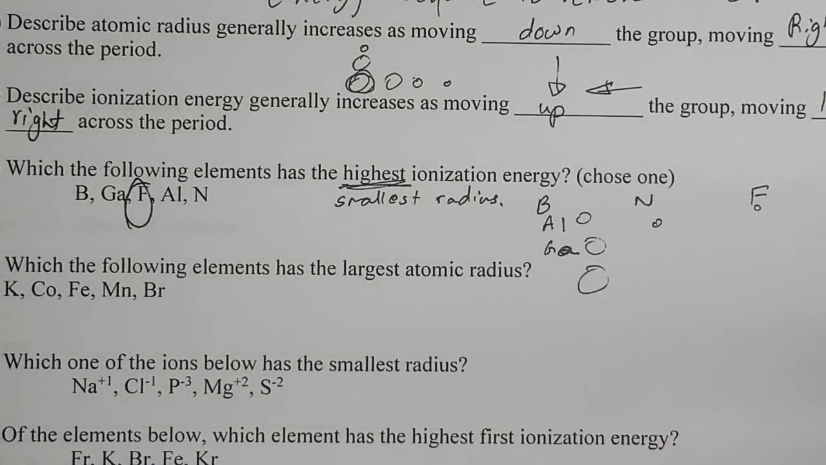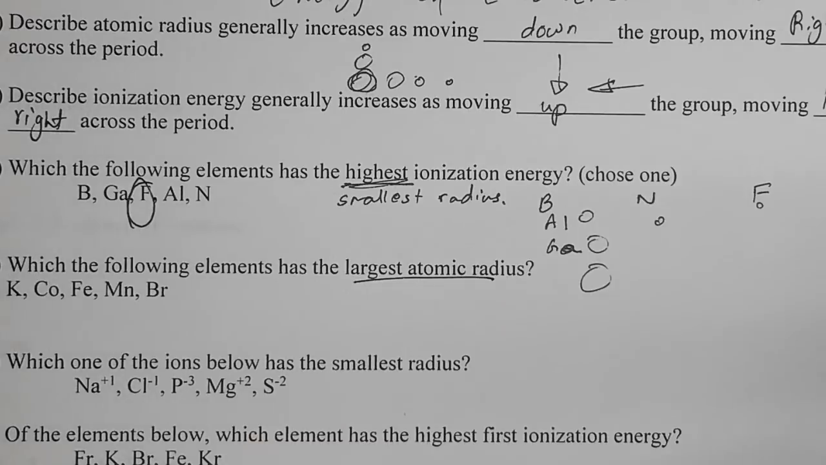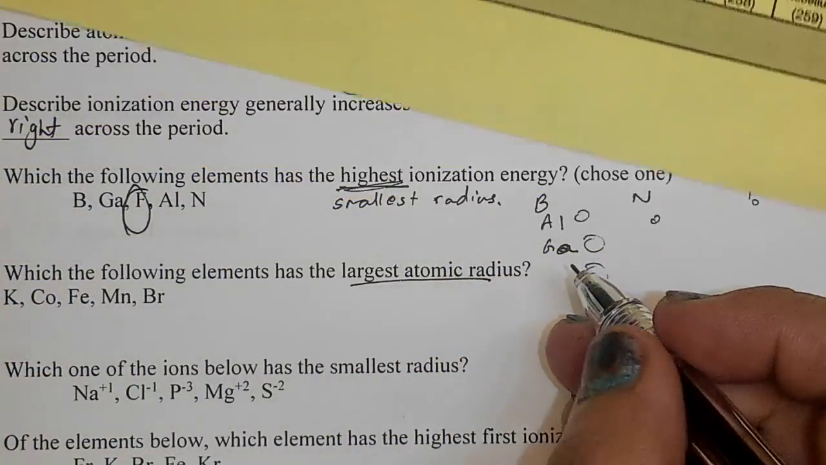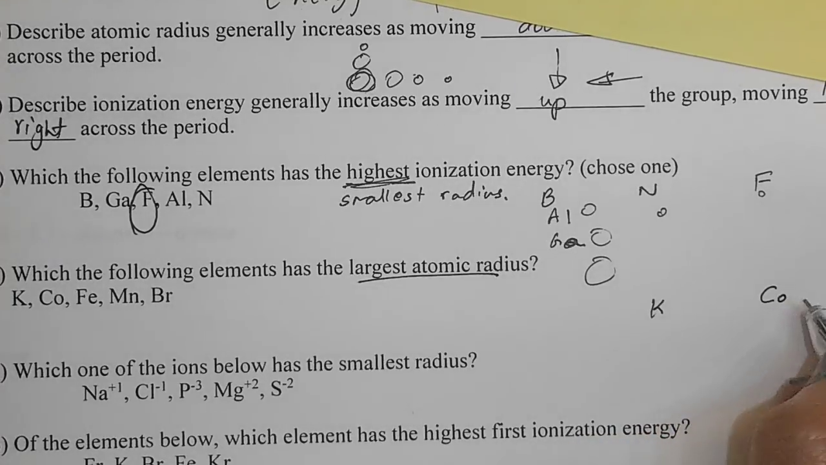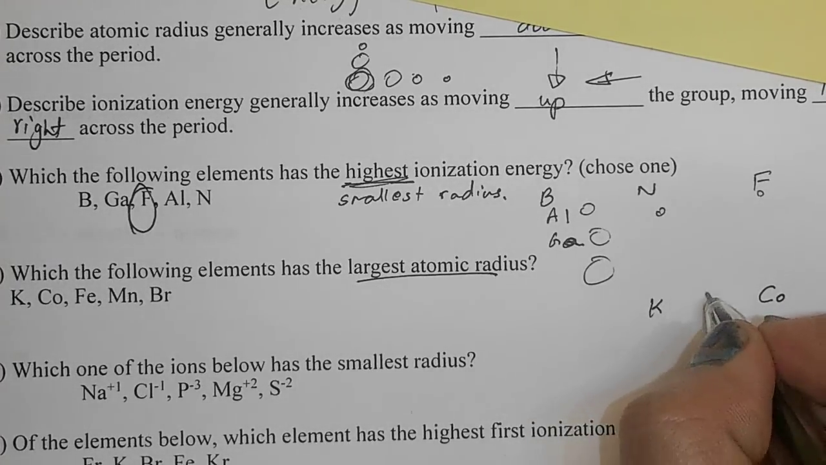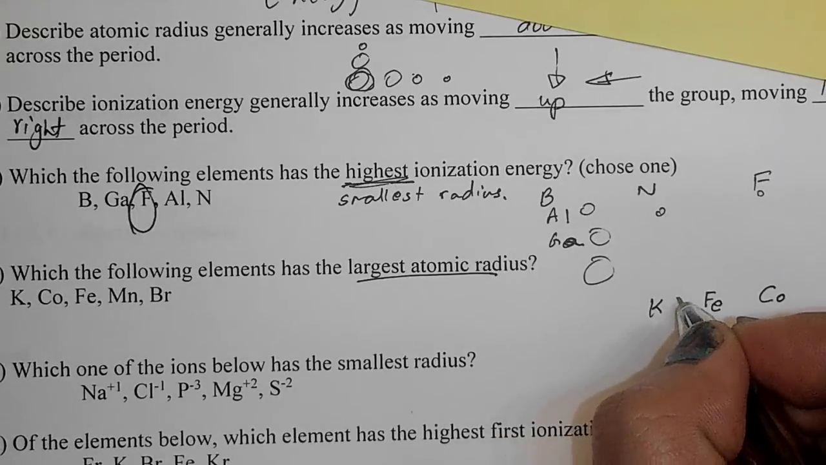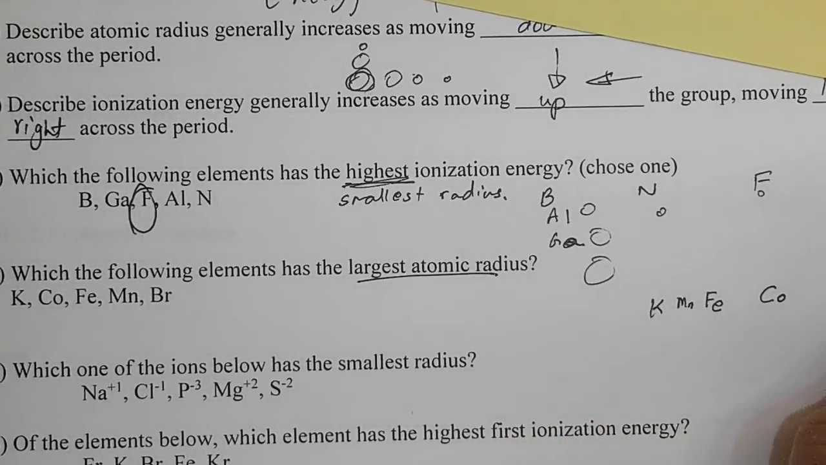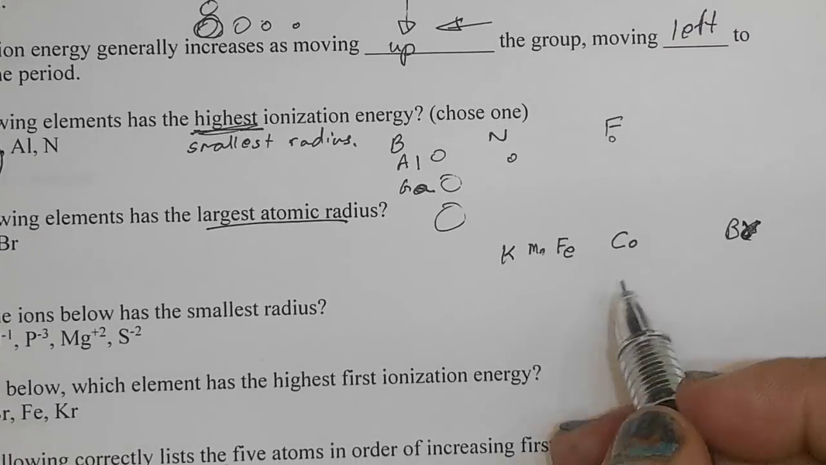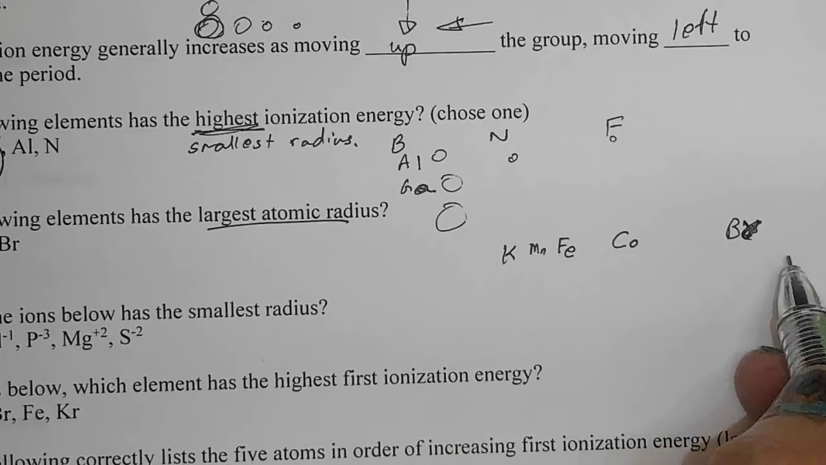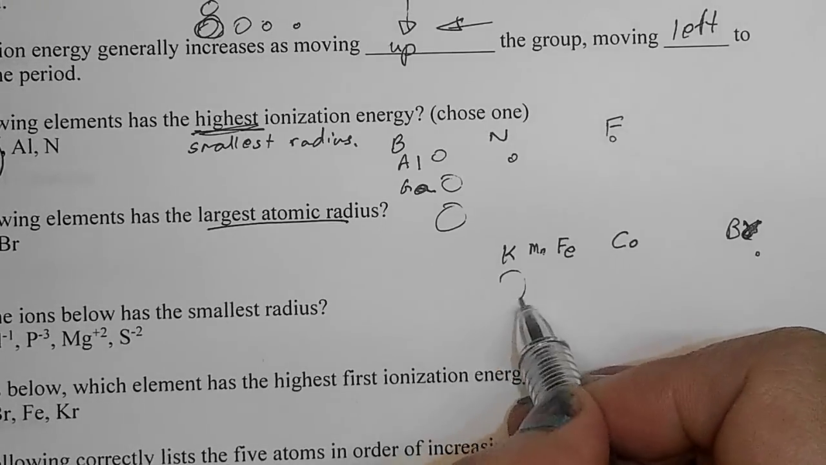Okay, largest atomic radius. Let's try to figure out where they are again. You have K on the periodic table, Co is somewhere here, Fe is in between them. You also have Mn in between them. And then Br is all the way down on this side. Okay, so here's what happened. Going this way, radius is smallest. That means this is the biggest.